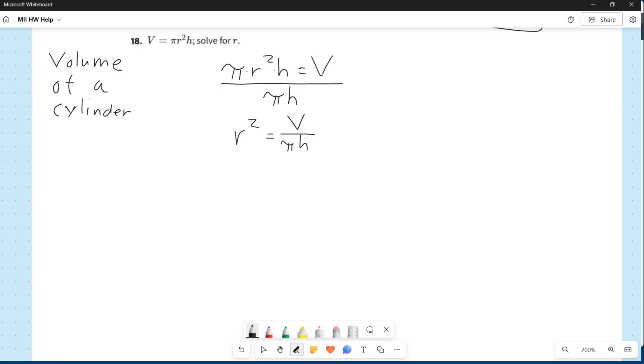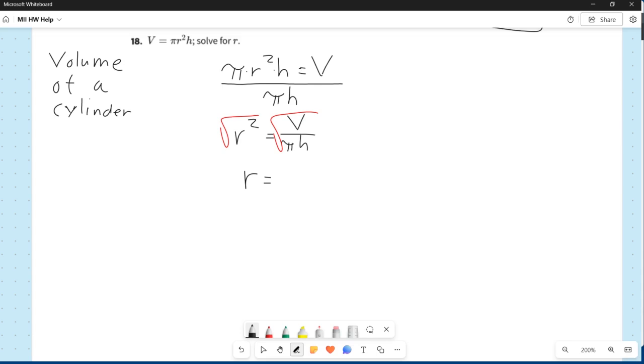I want to get r by itself, and we're almost there, but we have r squared. I don't want r squared, I want r. So to undo squaring, we can take the square root of both sides, right? We're taking the square root of the left to get rid of the squared, and then we're taking the square root of the right because we have to maintain balance. So on the left-hand side, my square root and my squared cancel, and I'm left with r.